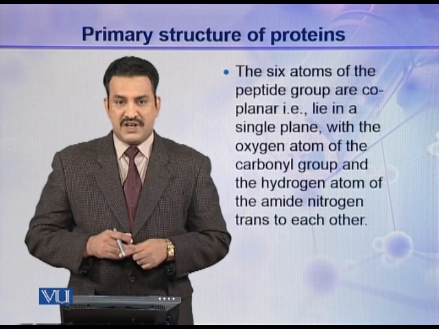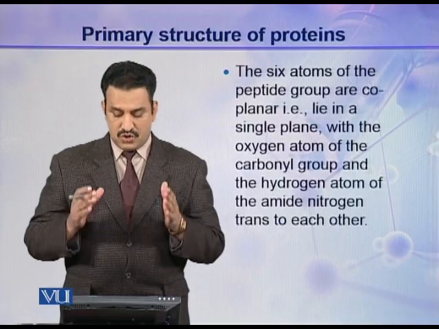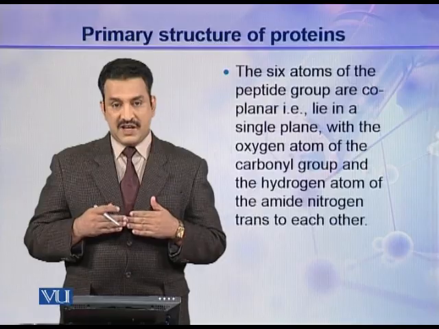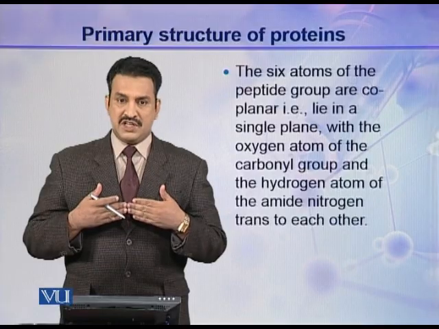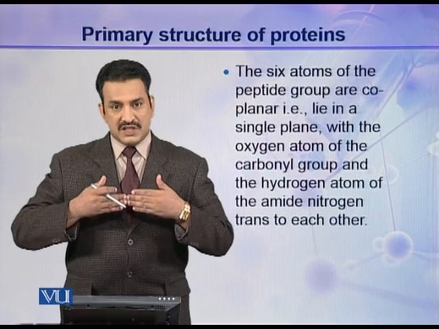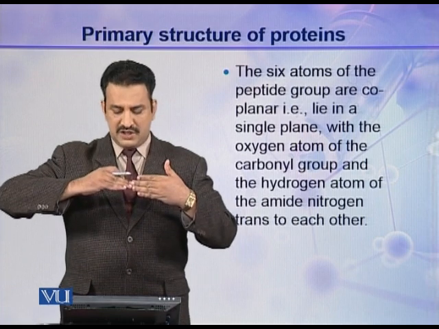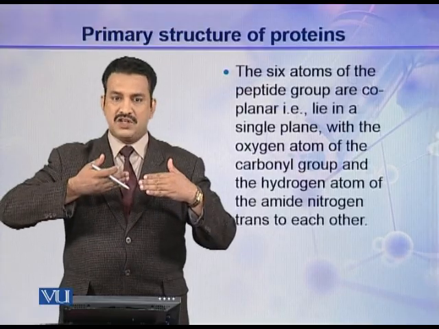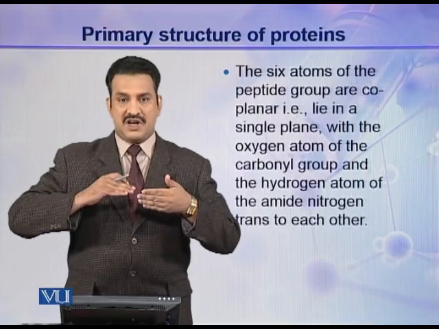The second important finding of Pauling and Corey was that the 6 atoms of a peptide group are coplanar. It means these 6 atoms lie in a single plane. A polypeptide or a protein contains different peptide groups, and each peptide group has 6 atoms. So 6 atoms lie in a single plane, the 6 atoms of another peptide group lie in another plane. In this way, these peptide groups are coplanar.